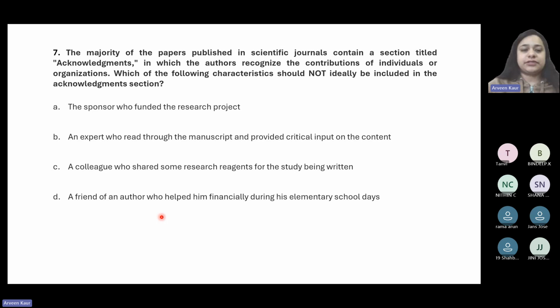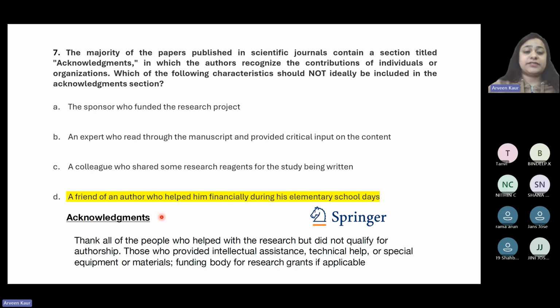Okay. So the answer for this one is the final one, that is friend of an author who helped him financially during his elementary school days, right? Because this is actually the acknowledgement section of a research article, right? So it should have people and organizations that are directly or at least first-handedly or second-handedly involved in some way with the research, with funding the research, with providing some materials or some insights for the research, right?